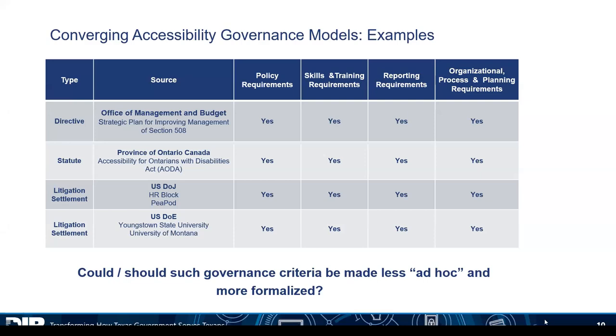There have been several settlements across the DOJ and the DOE, and many more probably since I created this slide. So you can see this commonality of stuff that these bodies are presenting and saying, you need to do these things. These are not technical, but this is governance. So one of the ideas is should this governance criteria be made less ad hoc and more formalized?